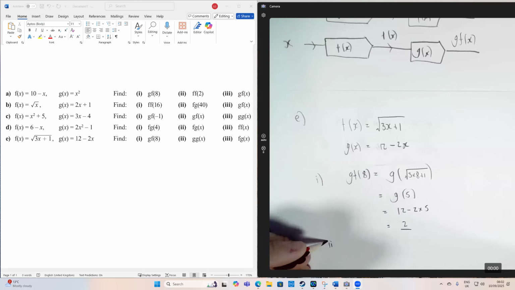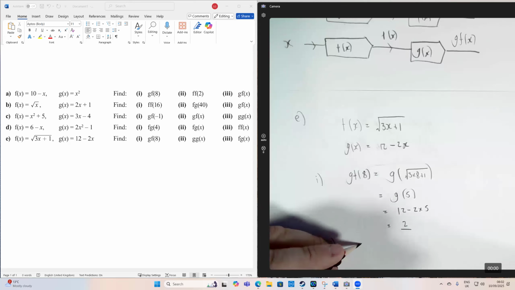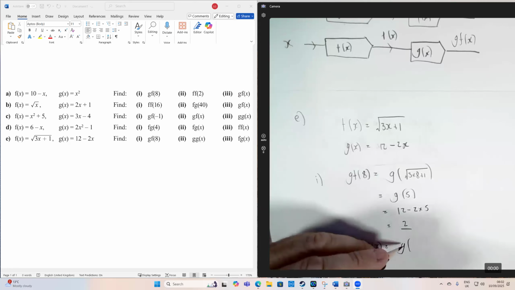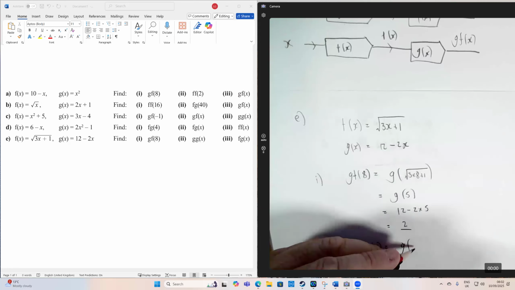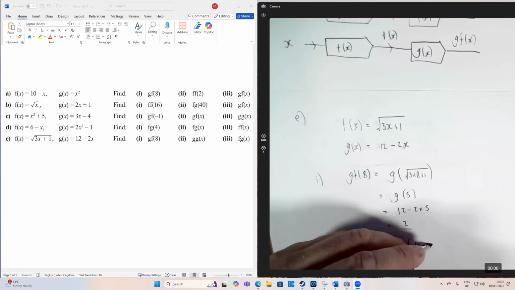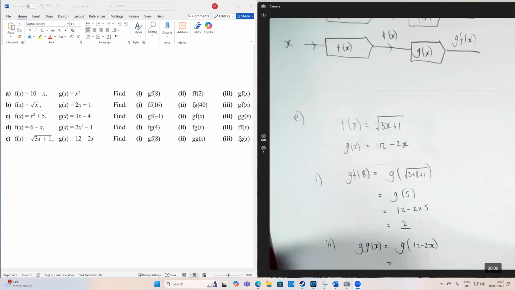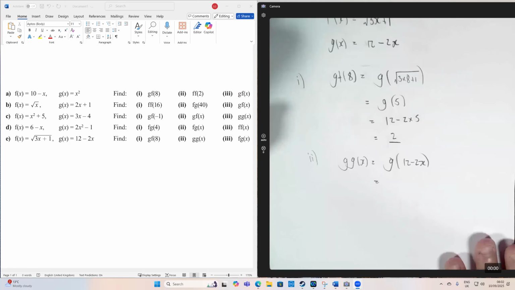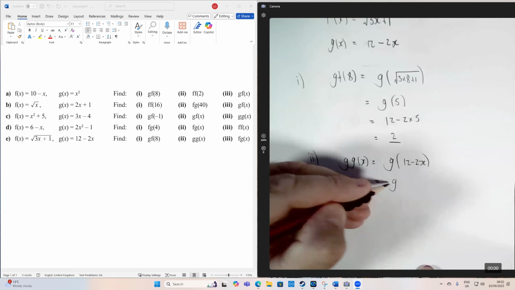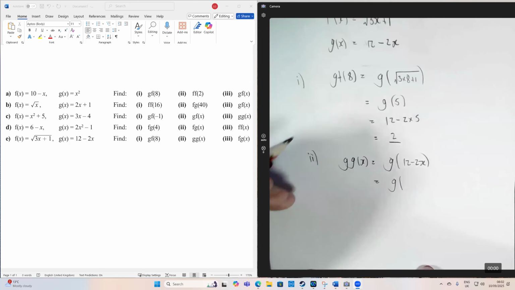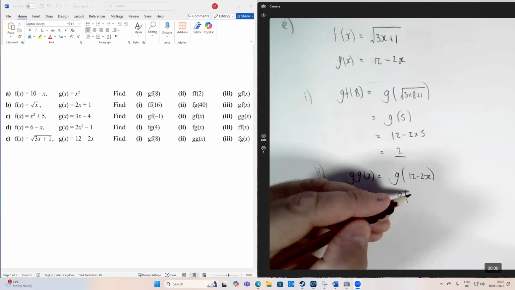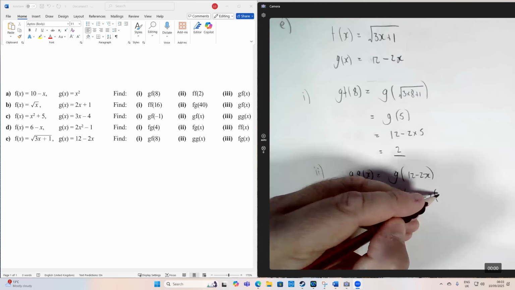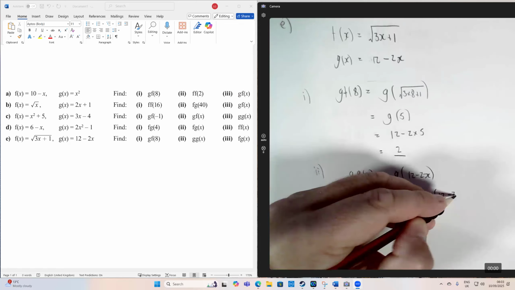Now part 2. G of g of x. So g of x is going to go into g of x. So we've got g of whatever g of x is. And g of x is 12 minus 2x. So that's what our new input is going to be. That's going to be, as it were, our new x. So let's have a look at this now. We've now got to work out g of that. And g of x is 12 minus 2x. So we're going to have 12 minus 2 times our new x. But our new x is 12 minus 2x.